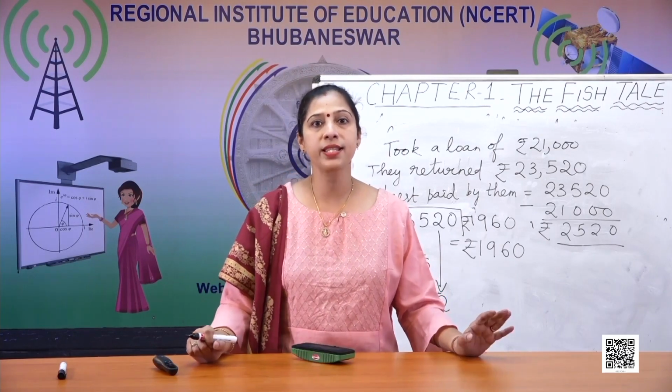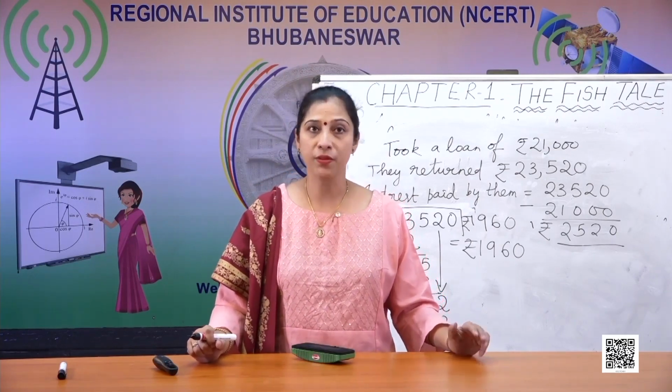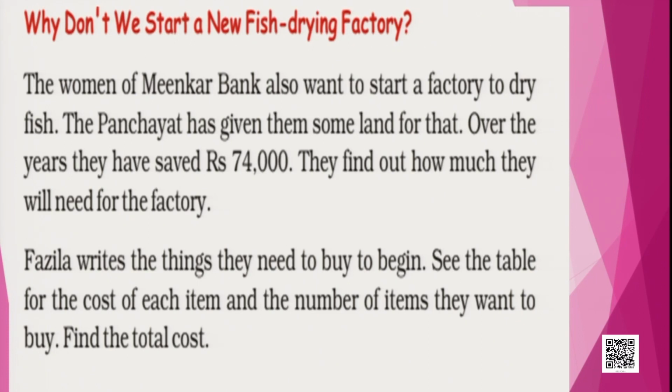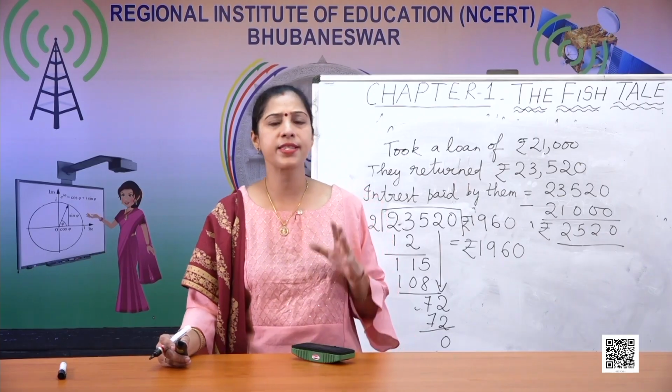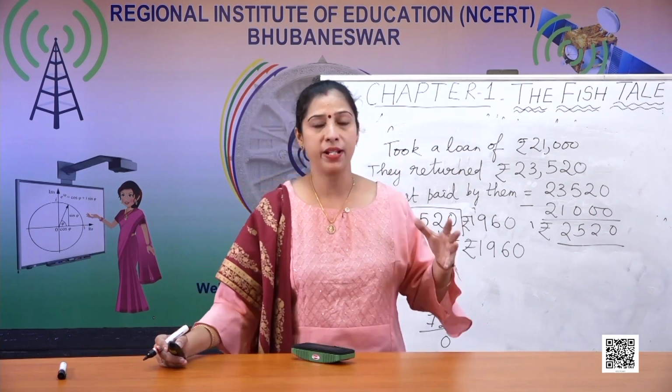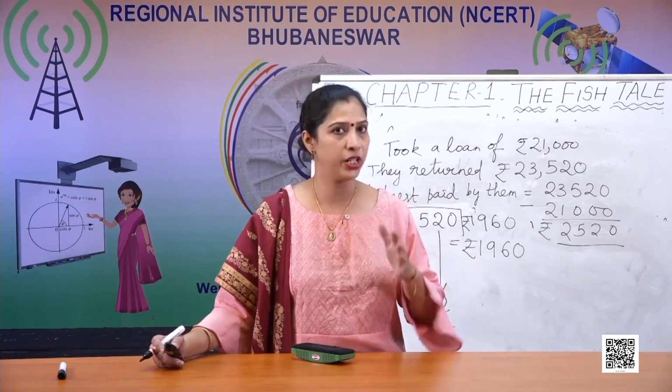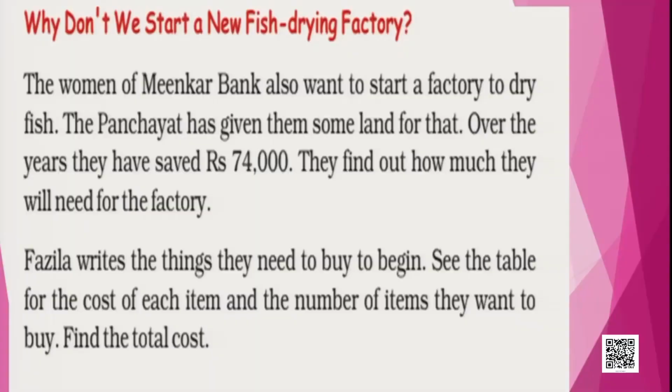So the Panchayat has given them some land for that. They wanted to start a factory, so the Panchayat gave them some land. Over the years, they have saved rupees 74,000. Now they find out how much money they will need for the factory. So Fazila wrote down the things they need to buy to begin. If they want to start a factory, they need to buy certain things. So see the table for the cost of each item and the number of items they want to buy. Let's find out the total cost.